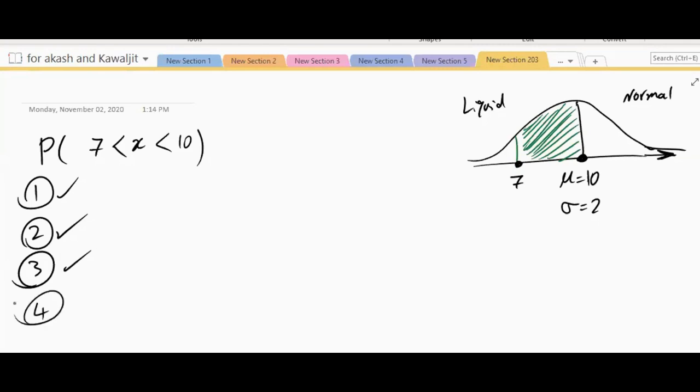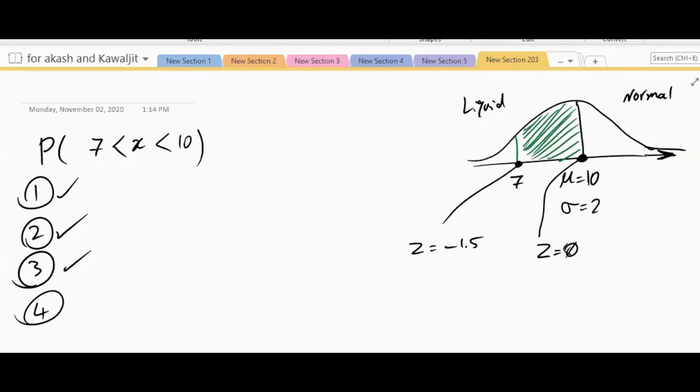Okay. But the table is organized based on statistical distances, based on Z. So how far is 10 from 10? Zero. How far is 7 from 10? Negative 1.5. Very good. You have to use drop lines to show that this Z belongs to this specific point, and this Z belongs to this specific point. Also, we use big bullets to identify the area.